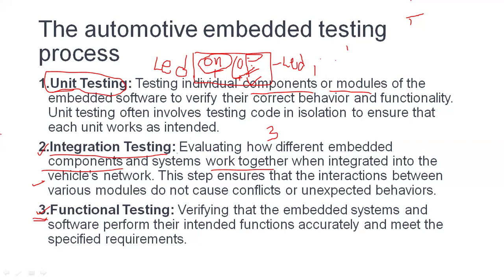Functional testing is verifying that the embedded systems and software perform their intended functions, like on and off, accurately and meet the specified requirements. If it works fine according to the specified requirements, that testing is called functional testing.